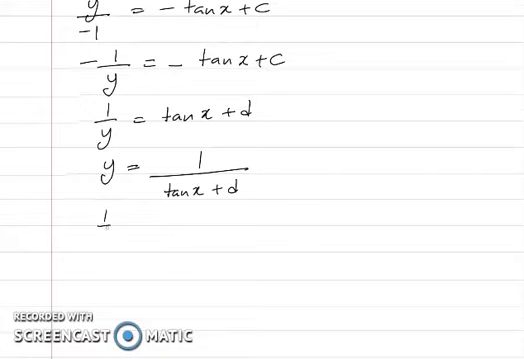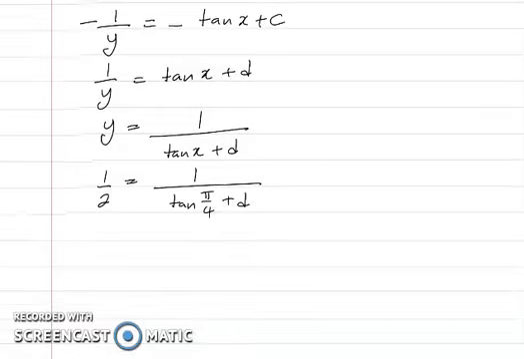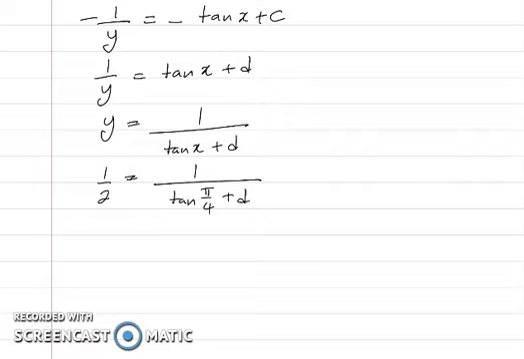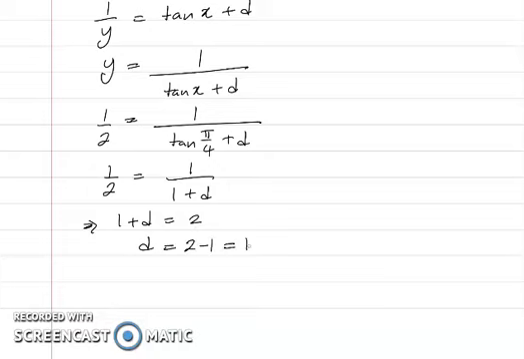So this is a half is equal to 1 over the tangent of pi by 4 plus b. All right, the tangent of pi by 4 is 1. So what we have is a half is equal to 1 over 1 plus b. Therefore, 1 plus b is equal to 2, and b is equal to 2 minus 1, which is 1.